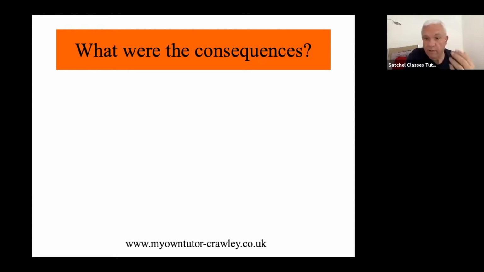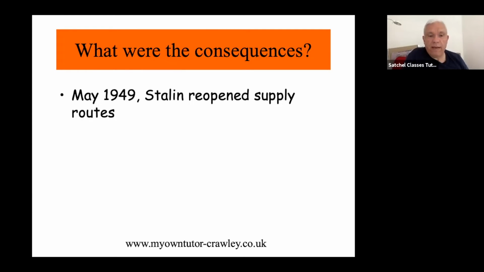Then what happened? You've got to look at what happened, and then you've got to look at the consequences. What happened at the end of the Berlin airlift? By May 1949, Stalin reopened supply routes. This was seen as a massive defeat for Stalin, okay? Because he tried something, and it didn't work.